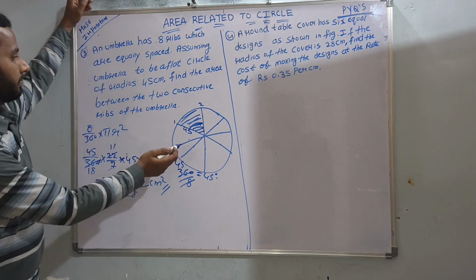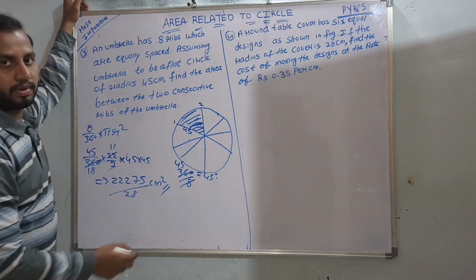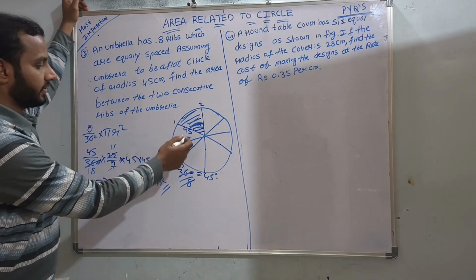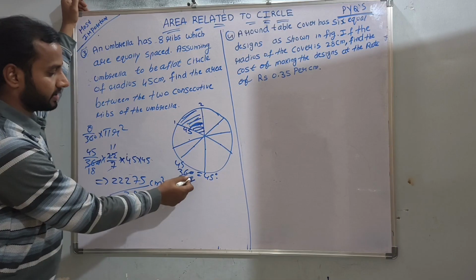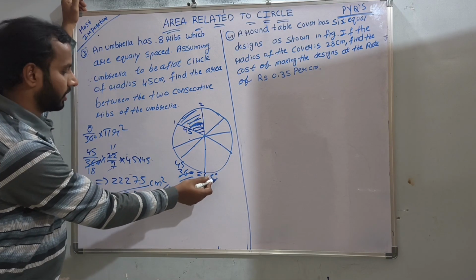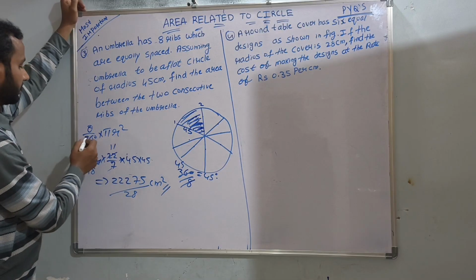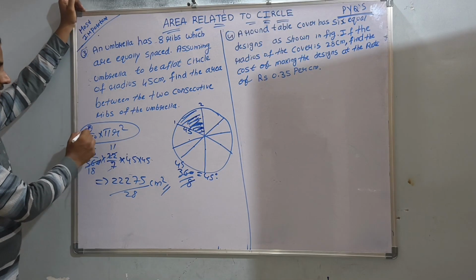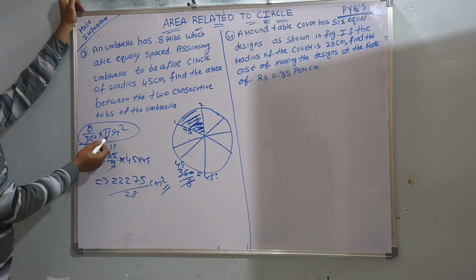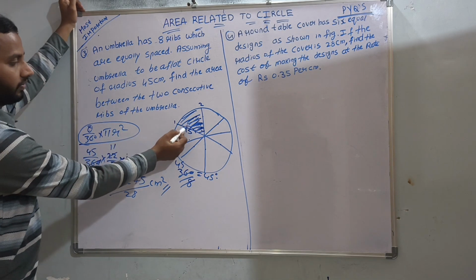Now, for example, the umbrella has only 8 ribs. Then the circle is divided into 8 parts. The angle will be found out by 360 by 8. Then the angle will be 45 degree. This is the area of a minor sector. Area of minor sector formula is theta by 360 into pi r square. Theta value you have is 45 degree, pi value 22 by 7, radius they have given is 45.